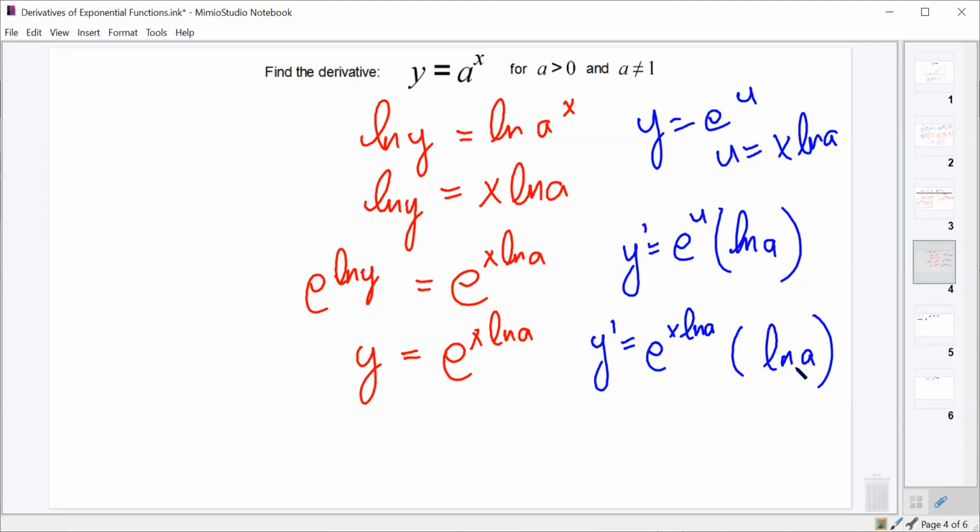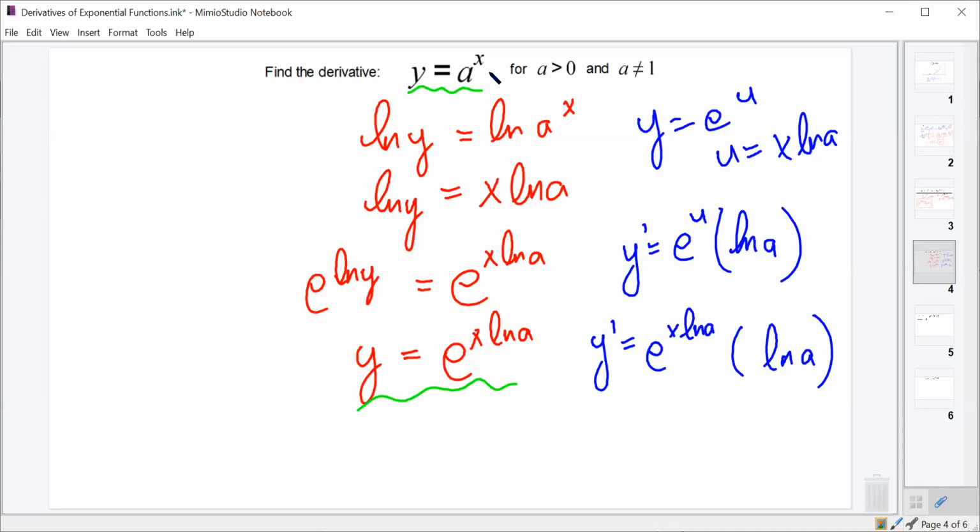All right. Could I rewrite e to the x ln a as something else? What does e to the x ln a equal? It equals y, doesn't it? True? Everybody agree that e to the x ln a equals y? Yeah or no? Yes. Okay.